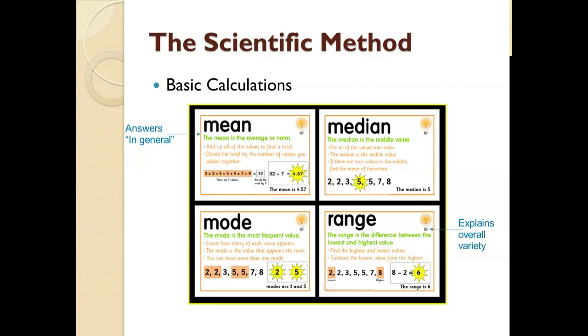So again, you order them from smallest to largest, and you look at which number repeats more and more. The number that repeats the most, in this case the 2s and 5s, which were both duplicate numbers, is the mode. And the range explains the overall variety. In this case, you're taking the largest number, subtracting the smallest number, and then saying, across the board, this is how disparate or varied the information could be.